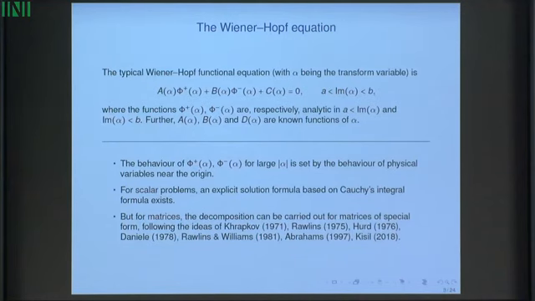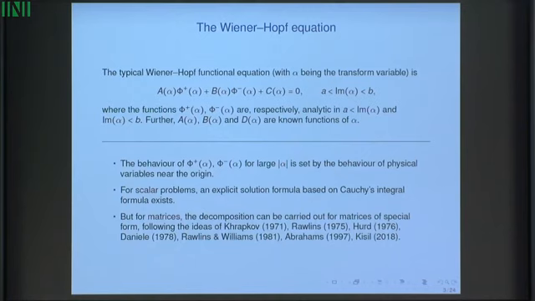These problems lead to Wiener-Hopf problems. Anastasia told about this earlier, but in general we have to solve these Wiener-Hopf equations, where phi plus and phi minus are analytic functions in the upper and lower half plane, and the functions A, B, and C are known. This functional equation is valid on a strip in the complex plane.